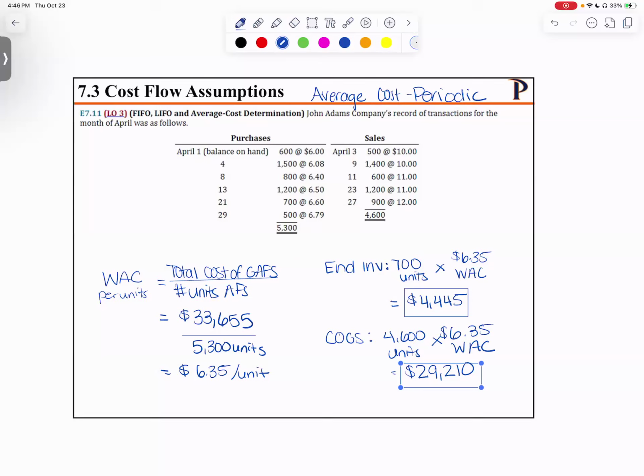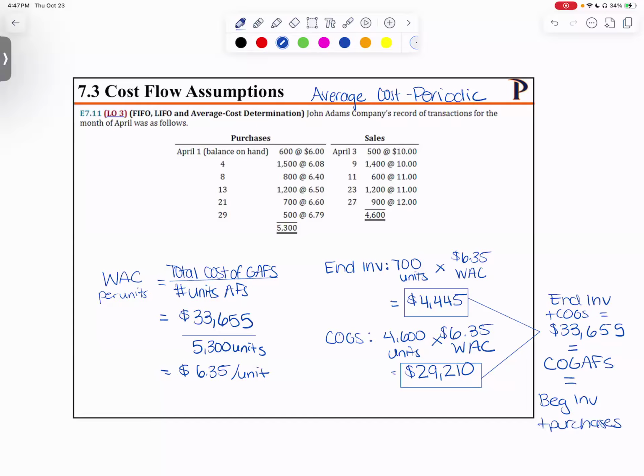Okay. And then a quick check for us is to add up our ending inventory plus our cost of goods sold. So if we add these two up, we'll get 33,655. Ending inventory plus cost of goods sold is equal to 33,655, which should equal our cost of goods available for sale, which is also equal to our beginning inventory plus our purchases.